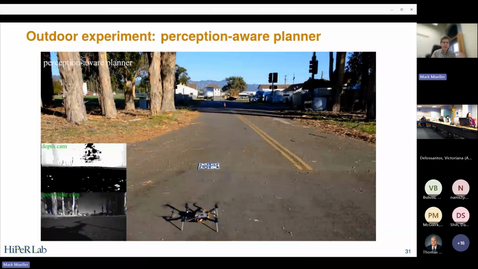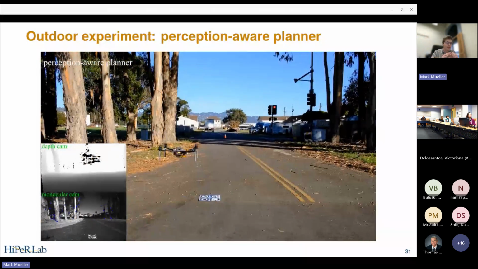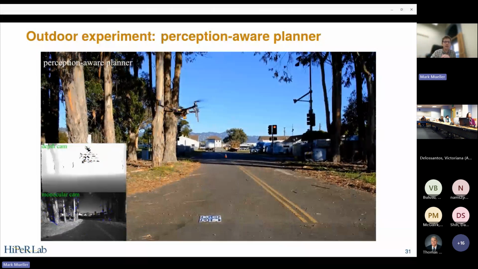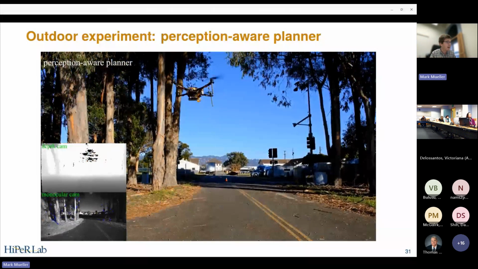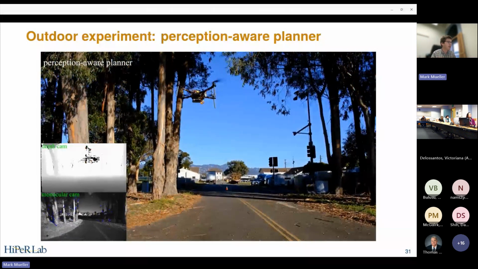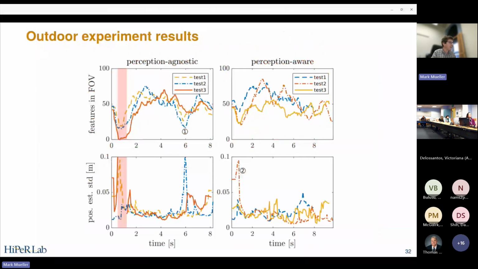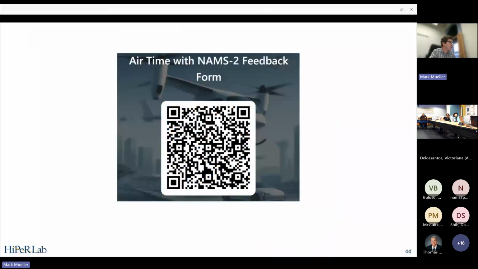So we see here this behavior where the system explicitly trades off some flight speed to accomplish a higher information and to have less uncertainty. And we can verify this by looking at estimator performance. But maybe I will skip what I wanted to say about other things and leave some time for questions.